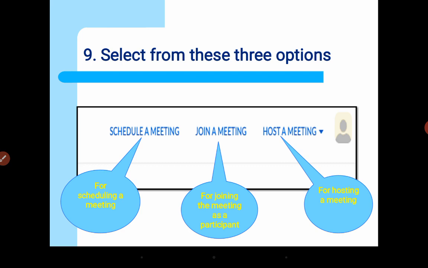Schedule a meeting is just like doing things beforehand. You can schedule a meeting whenever you want, and you will be asked to enter all the details like date and time on which the meeting should be started. When you have scheduled a meeting, that invitation will also be created, and you can share that invitation with the participants, the intended participants of the meeting.